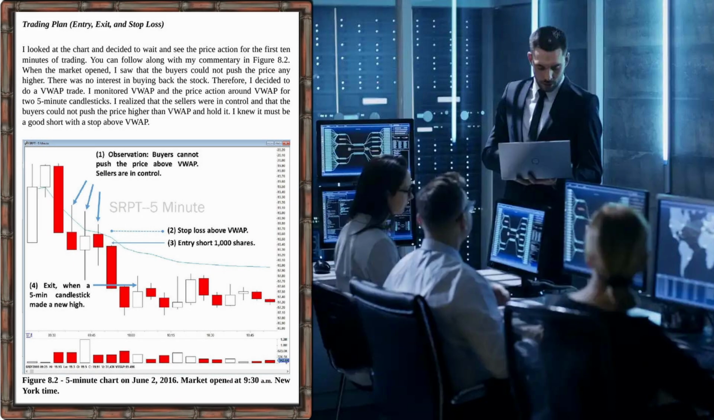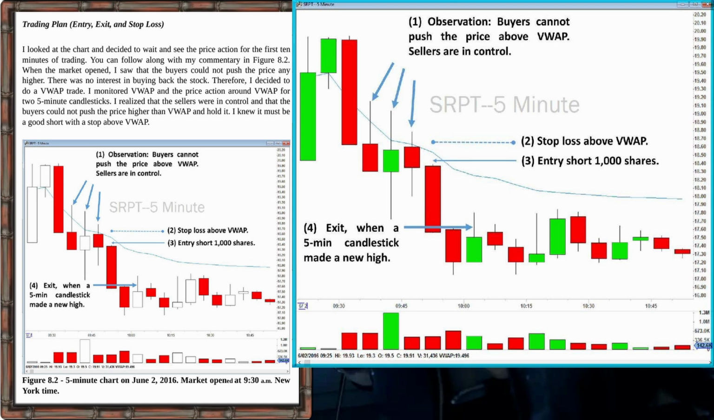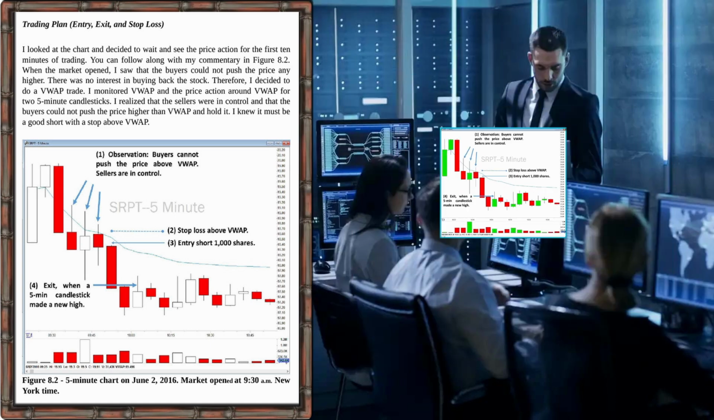Trading plan: entry, exit, and stop loss. I looked at the chart and decided to wait and see the price action for the first 10 minutes of trading. You can follow along with my commentary in figure 8.2. When the market opened, I saw that the buyers could not push the price any higher. There was no interest in buying back the stock. Therefore, I decided to do a VWAP trade. I monitored VWAP and the price action around VWAP for two 5-minute candlesticks. I realized that the sellers were in control and that the buyers could not push the price higher than VWAP and hold it. I knew it must be a good short with a stop above VWAP.